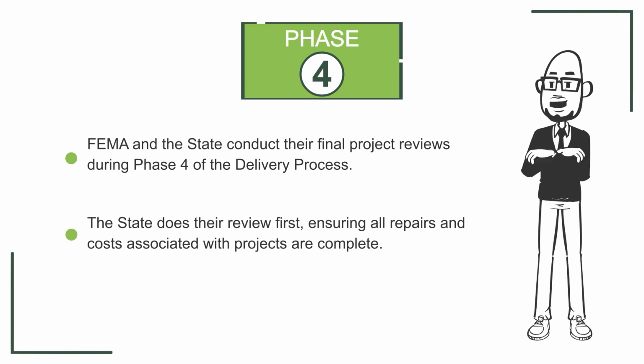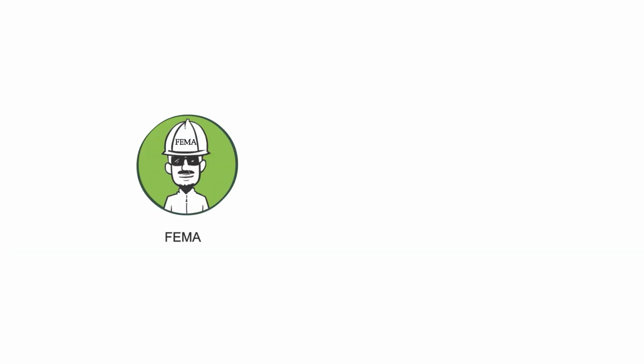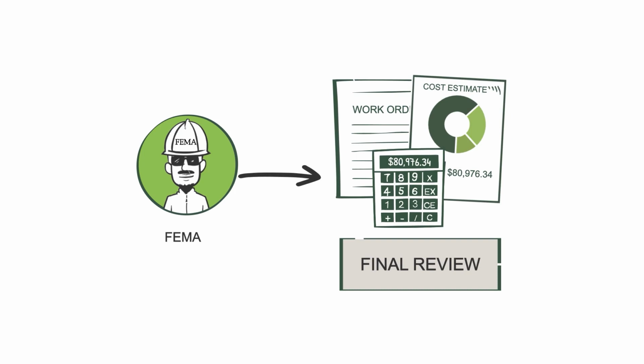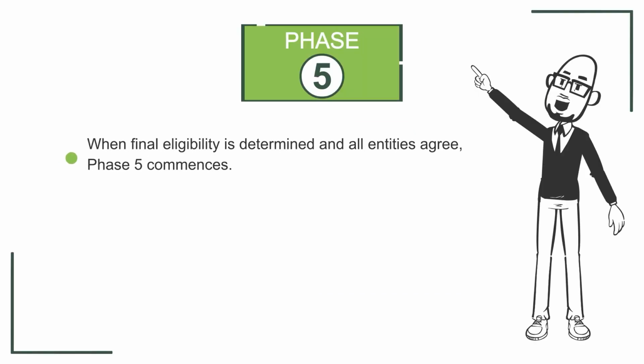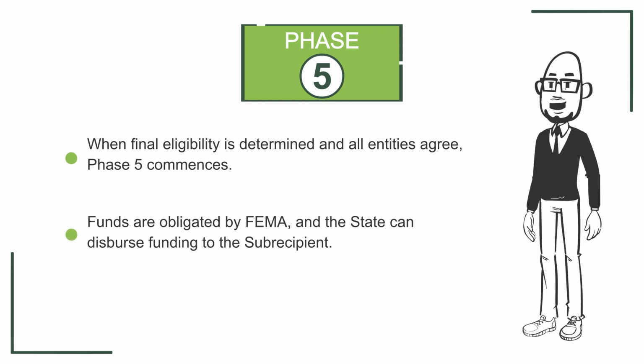The state does their review first, ensuring all repairs and costs associated with projects are complete. Then, FEMA performs the final review, verifying all costs and work are eligible. When final eligibility is determined and all entities agree, Phase 5 commences. Funds are obligated by FEMA, and the state can disperse funding to the sub-recipient.